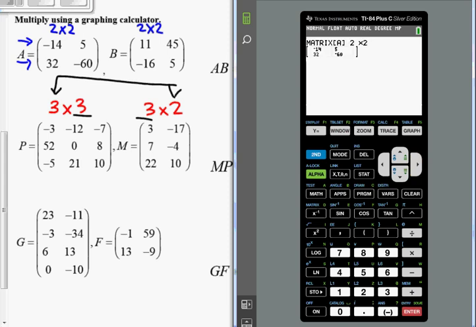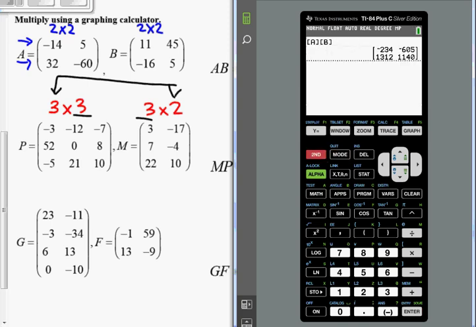I'll put matrix P into A, so matrix P is a 3 by 3 matrix, so 3 enter, 3 enter, and fill in our numbers. -3, -12, -7, 52, 0, 8, -5, 21, and 10. I have finished my matrix, so I'm going to hit second mode to quit out of there.